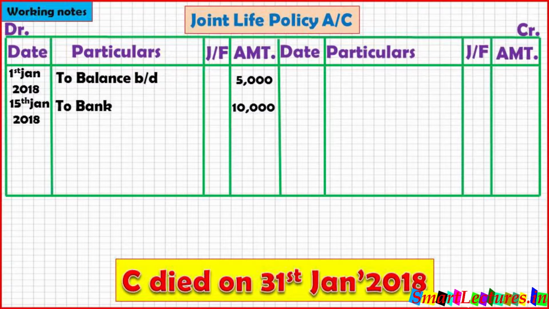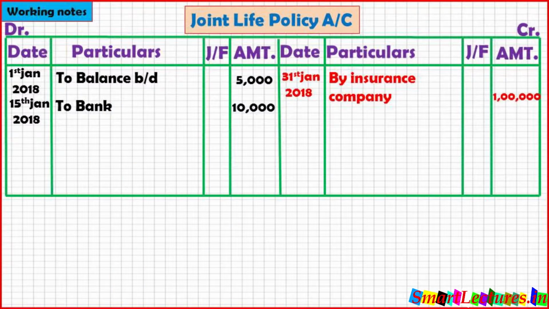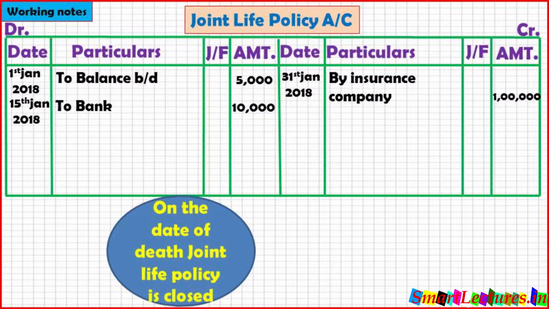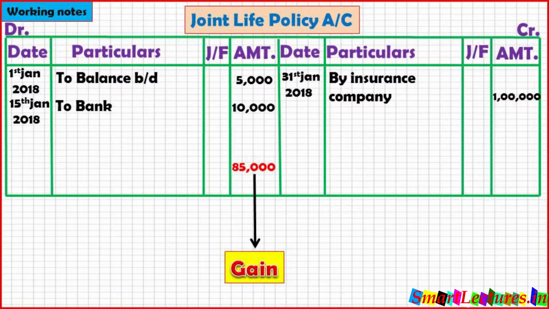Then on 31st January 2018, C died. You know, the moment the partner dies, the policy amount becomes due from the insurance company. So write down by insurance company 100,000 or 1 lakh. And on the date of death, the joint life policy account is closed. So there is a balancing figure on the debit side of 85,000 rupees. This is the gain for the firm, and this gain will be transferred directly to A, B, C.